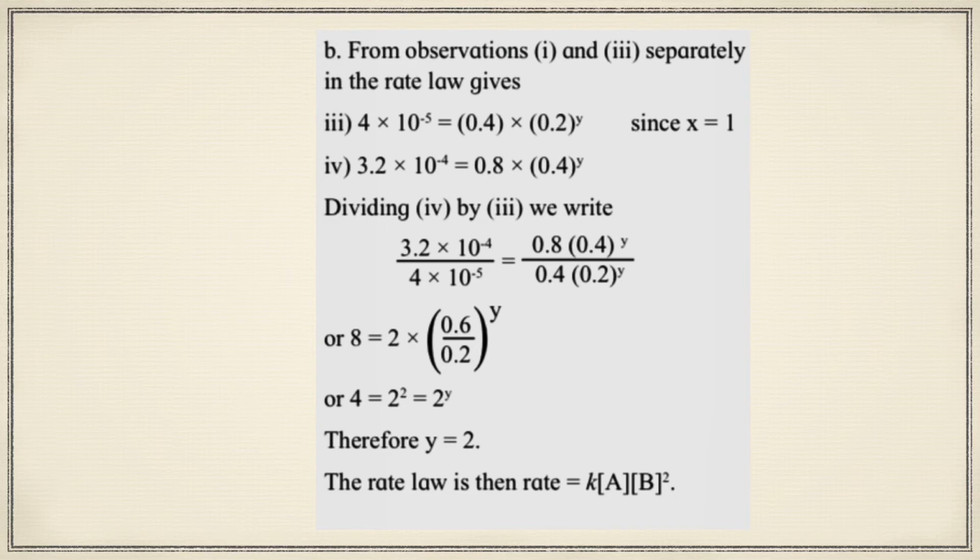So next one: 3.2 into 10 raised to minus 4 is equal to 0.8 raised to 1, again we know that X is equal to 1, into 0.4 raised to Y. Now dividing 3 by 1, we can write 3.2 into 10 raised to minus 4 upon 4 into 10 raised to minus 5 is equal to 0.8 into 0.4 raised to Y upon 0.4 into 0.2 raised to Y. Now after solving this, I'll get the value as what? 8 is equal to 2 into 0.4 upon 0.2 raised to Y. So at the end, I'll get 4 is equal to 2 raised to Y.